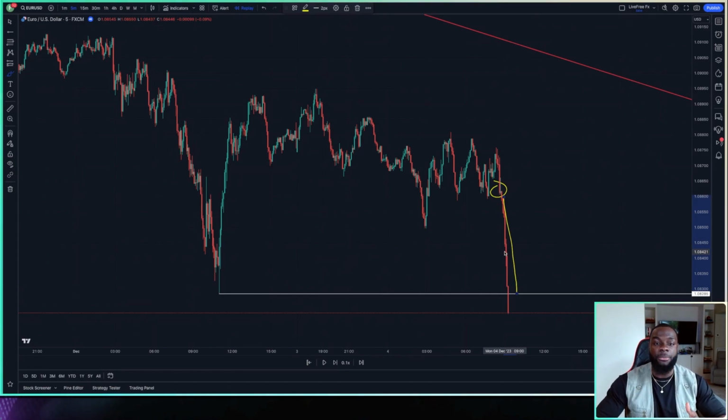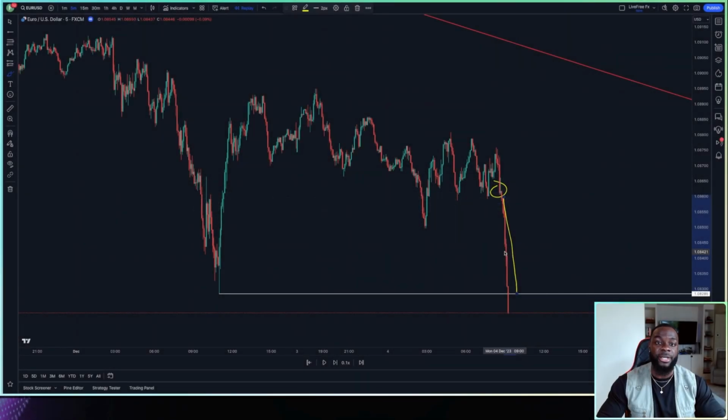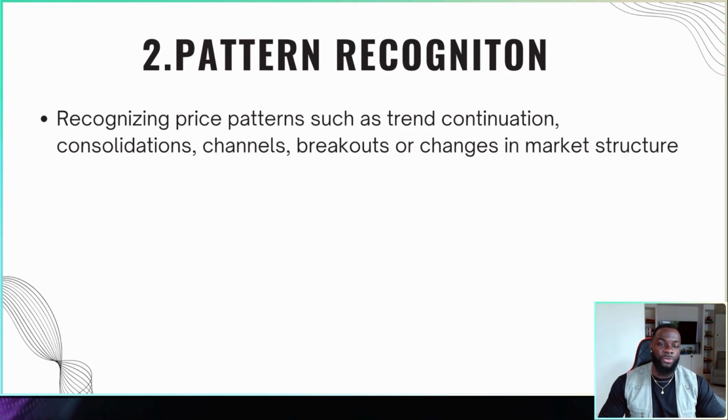So when you're coming into the market, your ability to identify the trend is pretty significant because once you can identify the higher time frame trends, it puts you in a position where you can trade with that on the lower time frame. The second rule is pattern recognition.